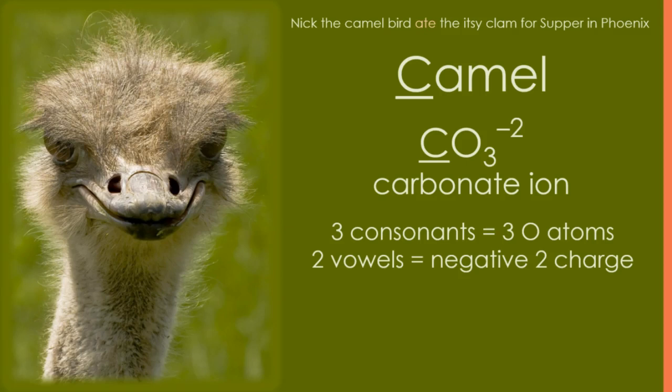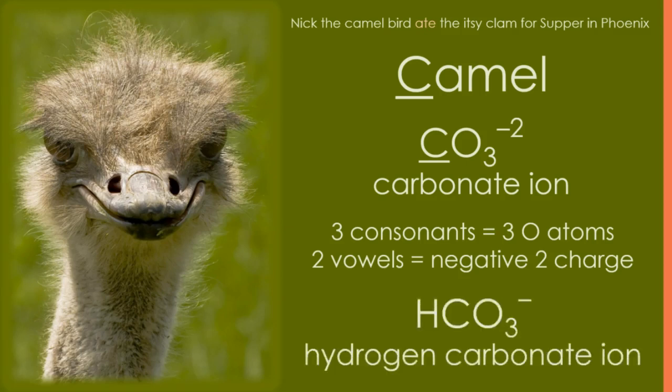Hydrogen carbonate is just the addition of an H plus ion to carbonate. Now H plus has a +1 charge, carbonate has a -2 charge, and so you have to add those together, and we end up with hydrogen carbonate having a -1 charge.